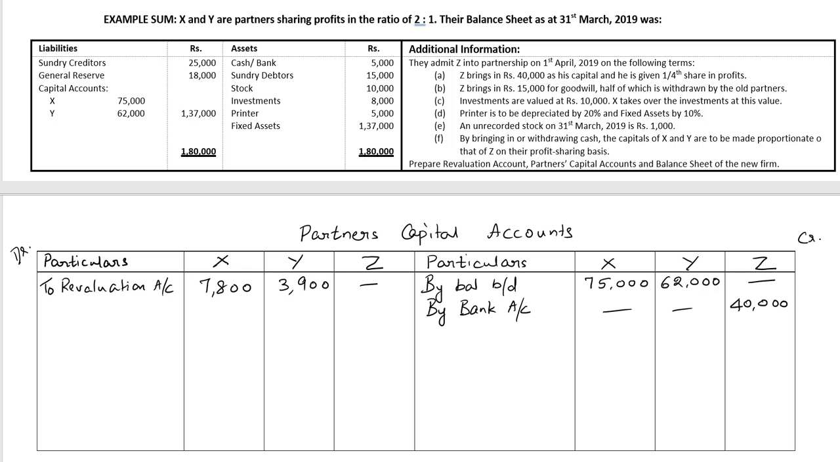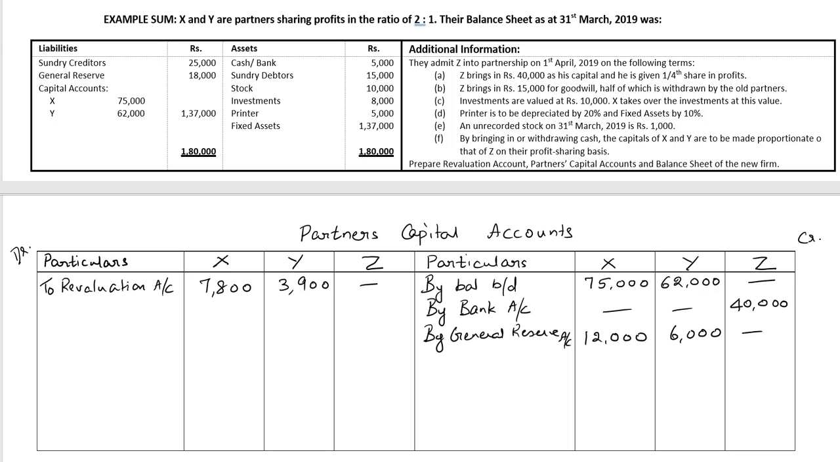Next we'll deal with the reserves. There's a general reserve. By general reserve, rupees 18,000 to be distributed in OPSR 2:1. So 12,000 against X and 6,000 against partner Y.